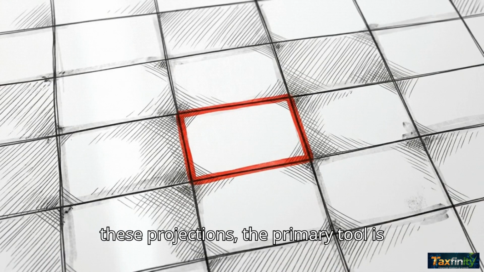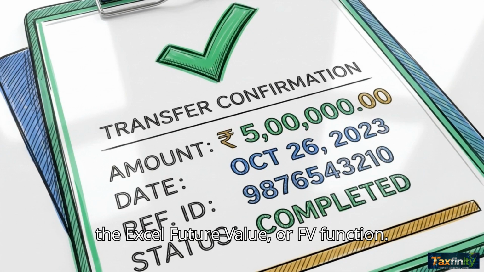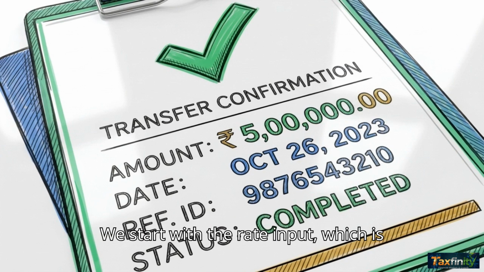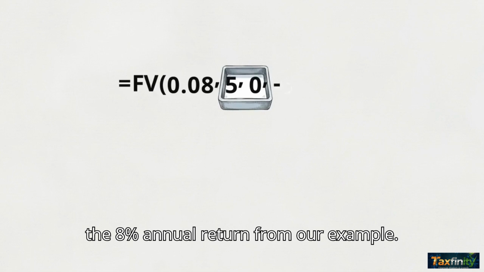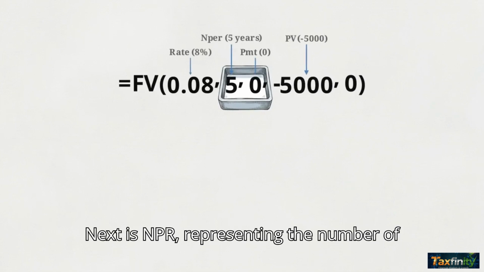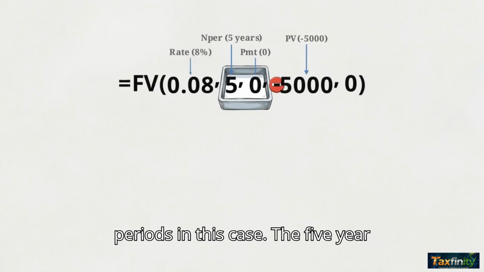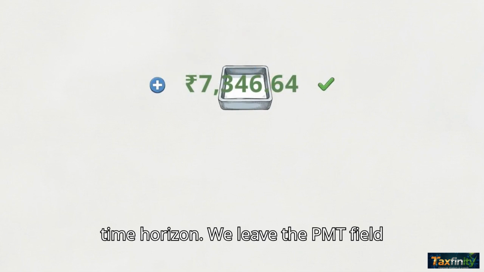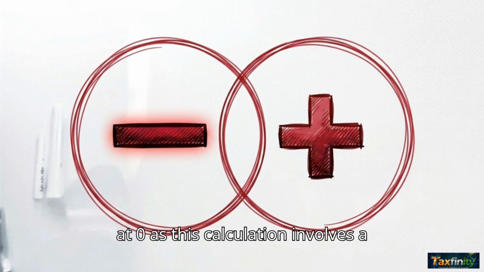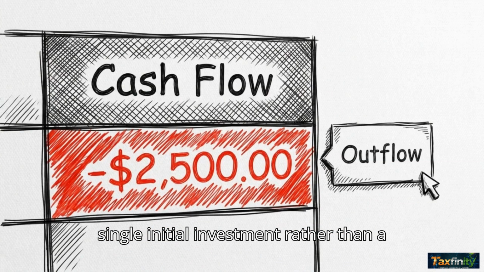For these projections, the primary tool is the Excel Future Value, or FV, function. We start with the rate input, which is the 8% annual return from our example. Next is NPER, representing the number of periods, in this case, the 5-year time horizon. We leave the PMT field at 0, as this calculation involves a single initial investment rather than a recurring payment.